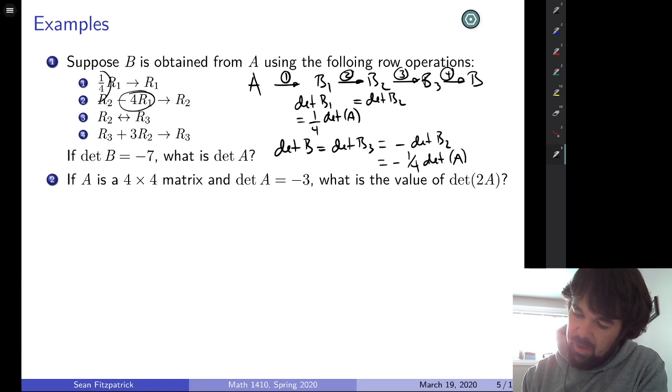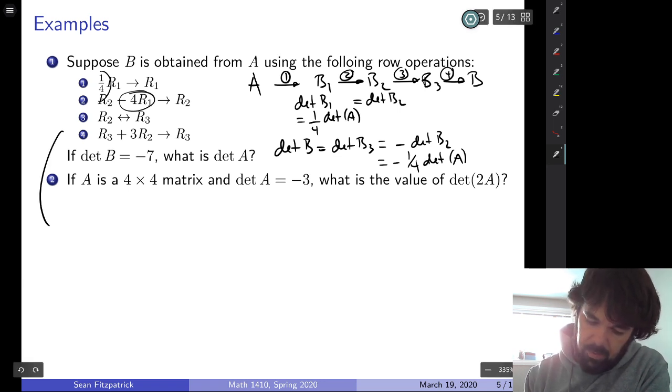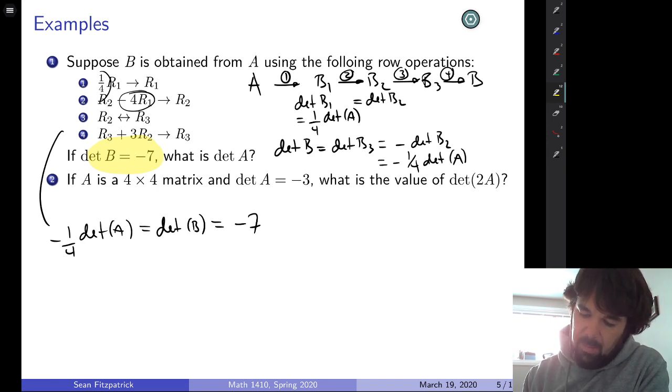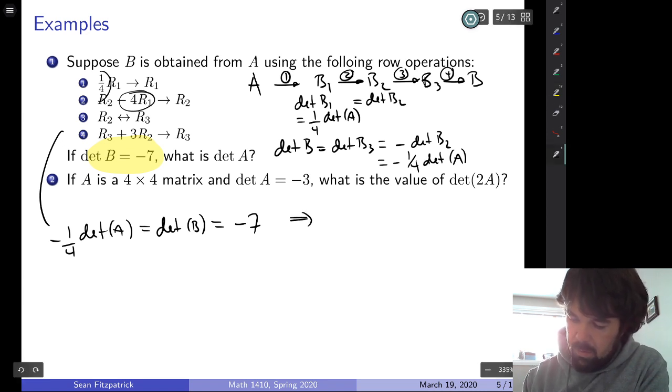So in the end, what I get for the first question is this: minus 1 over 4 times the determinant of A is equal to the determinant of B. And I'm told that the determinant of B is minus 7, that's given to me in the question. I want the determinant of A, so I got to get rid of that minus 1 over 4. So I just multiply both sides by minus 4, and the determinant of A is 28.